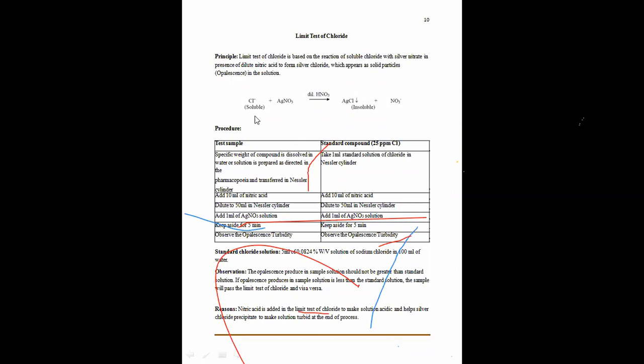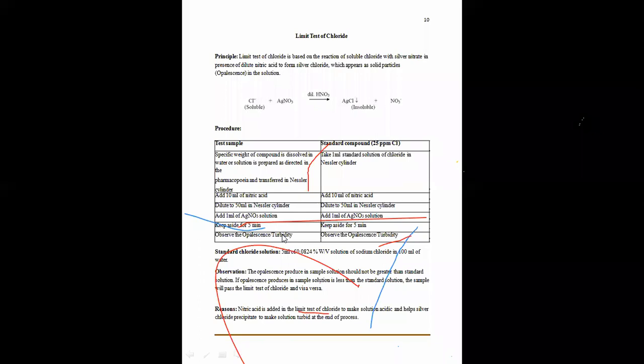Which reaction? The chloride ions which are there in the test sample as well as in the standard solution will react with the silver nitrate solution in the presence of nitric acid. So there is formation of silver chloride as insoluble solid particles, as an opalescence. So this solution will be observed as an opalescence or turbid solution. Now what is the meaning of the word opalescence or turbid solution?